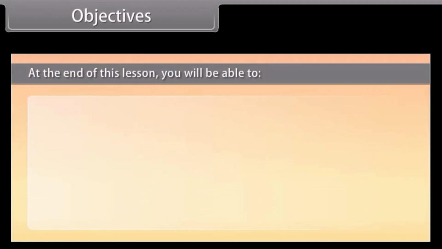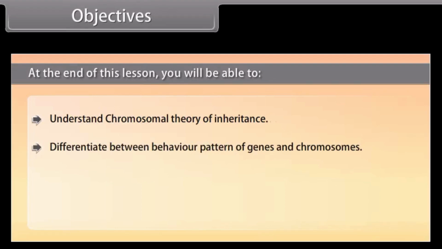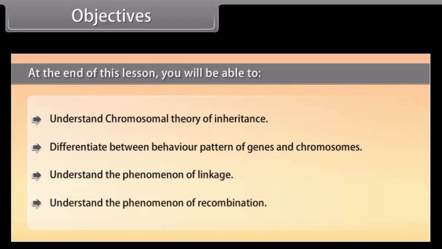Objectives. At the end of this lesson, you will be able to understand chromosomal theory of inheritance, differentiate between behavior pattern of genes and chromosomes, understand the phenomenon of linkage, understand the phenomenon of recombination.